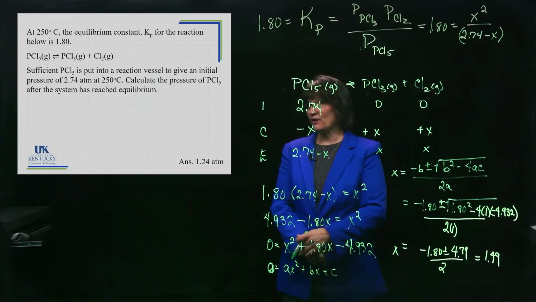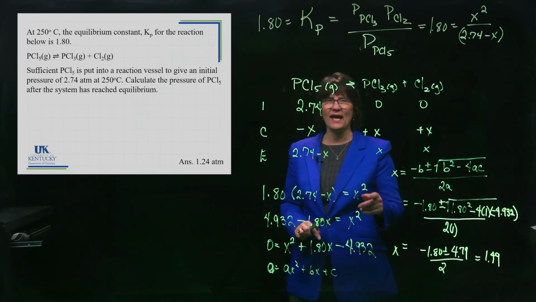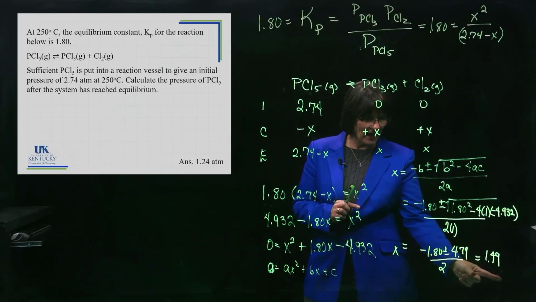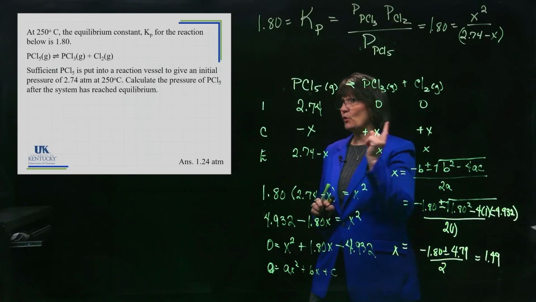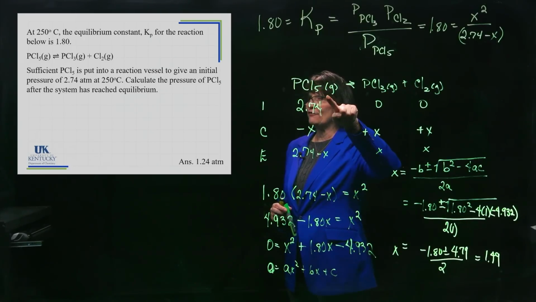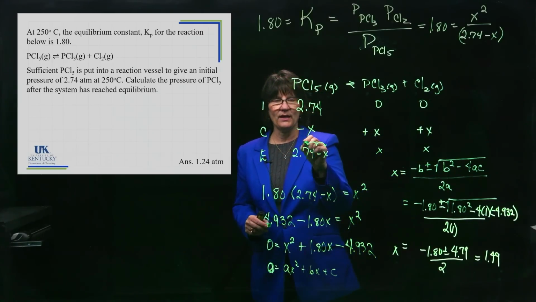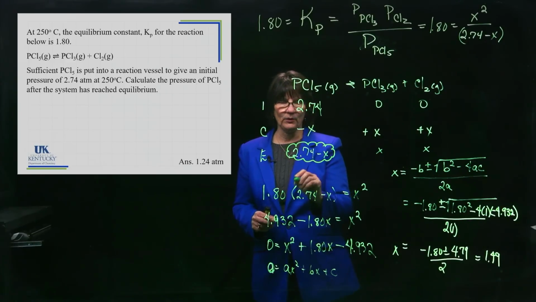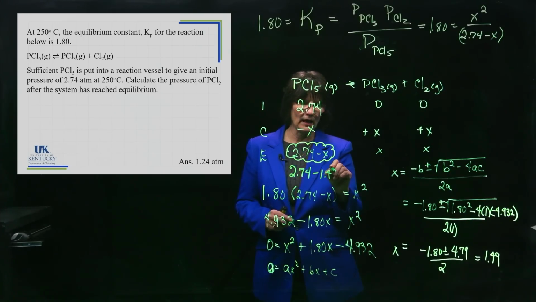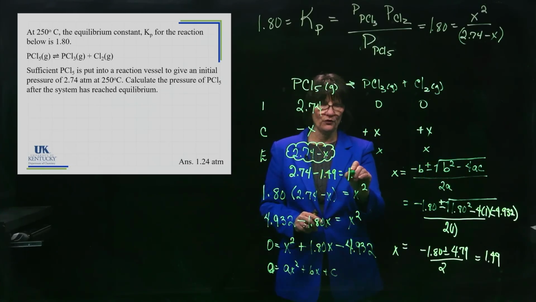So now I have x. When you get x, don't assume that's the answer. Very often a student on a test will plug in 1.49 and say, hooray, I'm done. But always when you get x, don't assume x is the answer. Go back to the question and ask, what is the question asking? Calculate the pressure of PCl5 at equilibrium. So we need to know this value right here. What is this at equilibrium? Well, it'd be 2.74 minus the 1.49, my x value. And when I subtract those, I'm going to get 1.24.